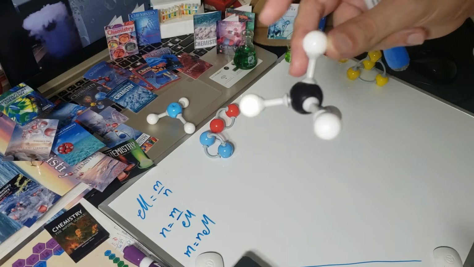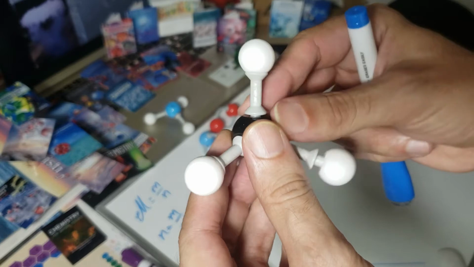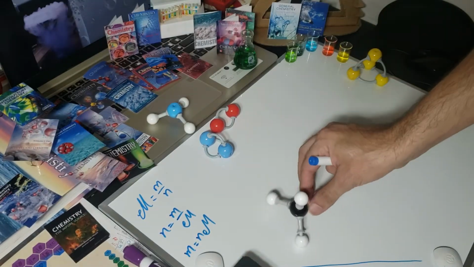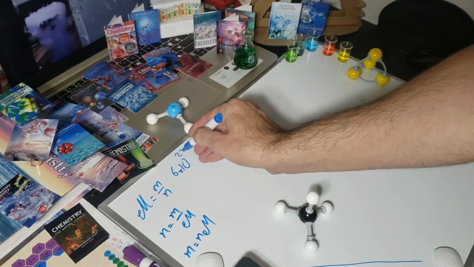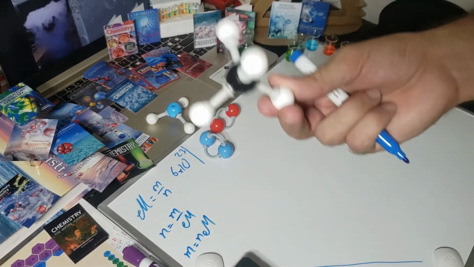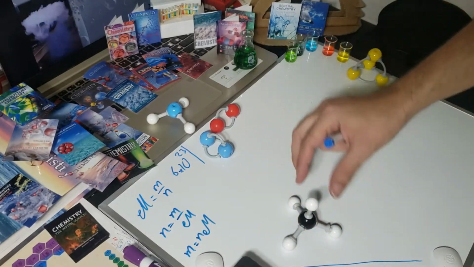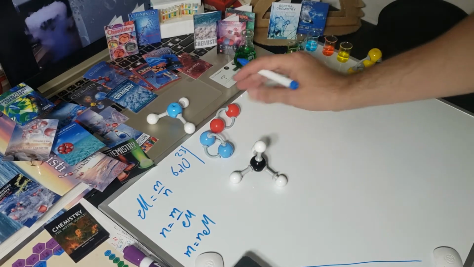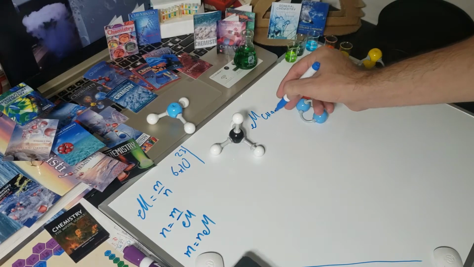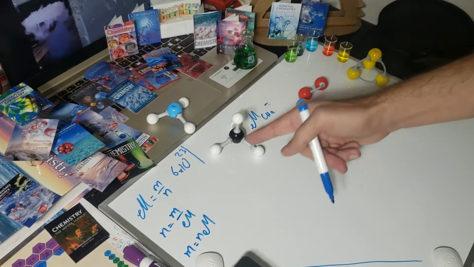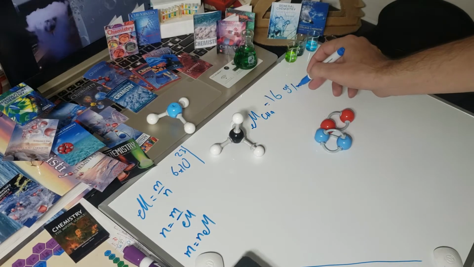So each of these hydrogens weighs 1 gram, and the carbon weighs 12 each mole, the mole being that big huge number that is 6 times 10 to the 23. That's the number of particles; that many CH4 molecules would make up a mole of CH4. So the molar mass for CH4 would then be 12 because of the carbon and 4 because of the hydrogen, 16 gram per mole.